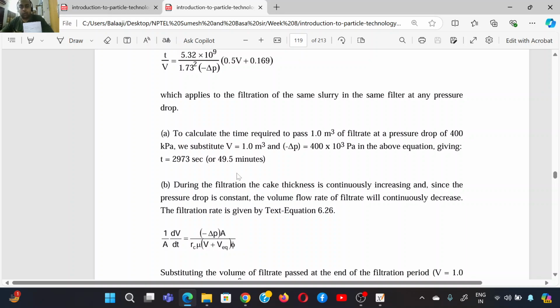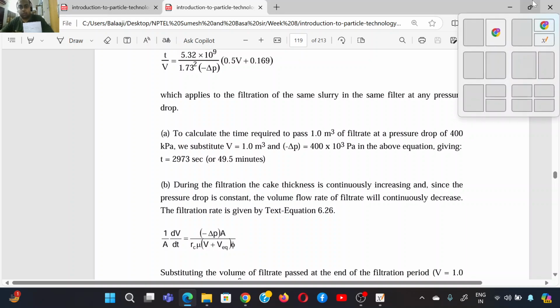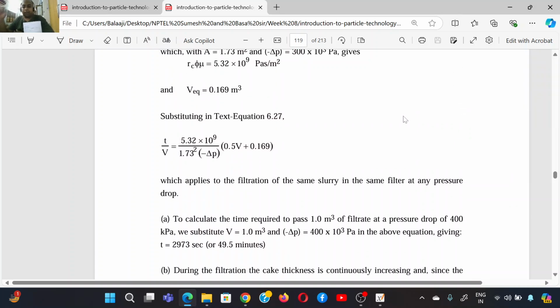I'll upload both these books. You go through it once. If you have any doubt, you can call me. But this is how you have to do it. If you apply the other formula and all, you can't do it. That's what I found. You're getting very large values and all.